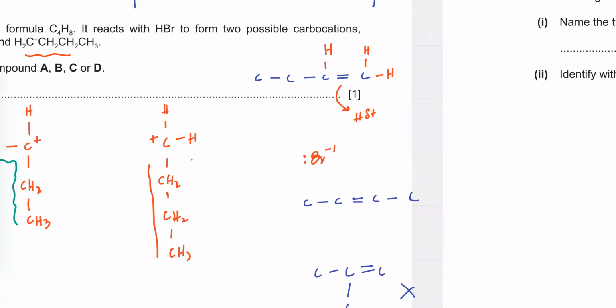This H could go and bond with the carbon on the left side, and a carbocation would be formed over here. This carbon would become positive. That's one of the options. The H is going to attract the pi electron cloud in the double bond.